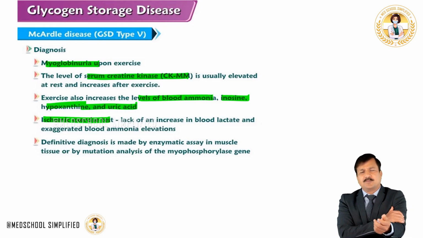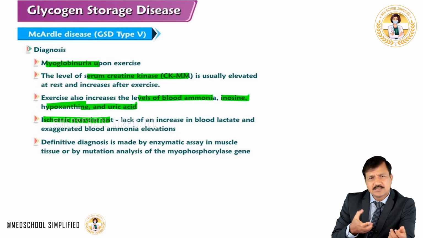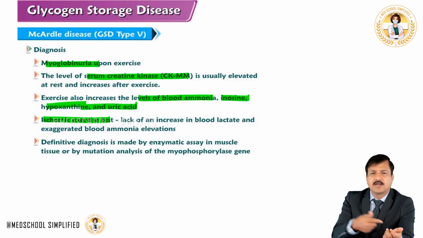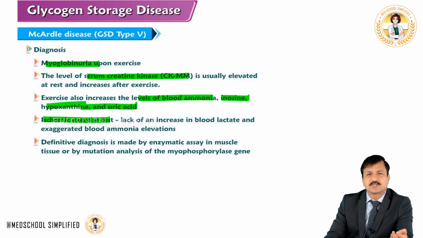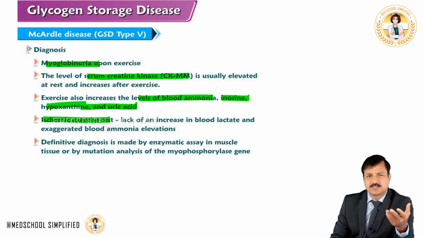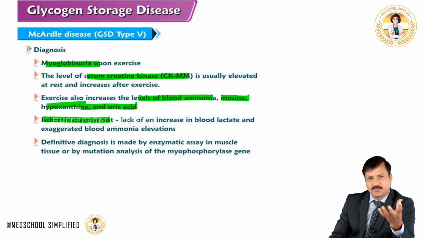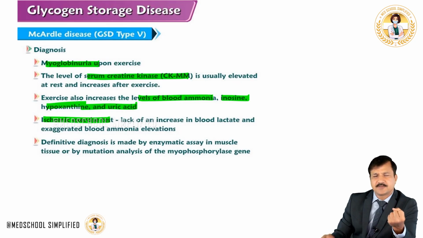So we put the blood pressure cuff, inflate it to 60 mm of mercury, collect the blood sample prior to the exercise, do lactate and ammonia levels, and note down the lactate and ammonia level before exercise. And then after that, ask the patient to squeeze a rubber ball until the patient gets fatigue and muscle cramps.